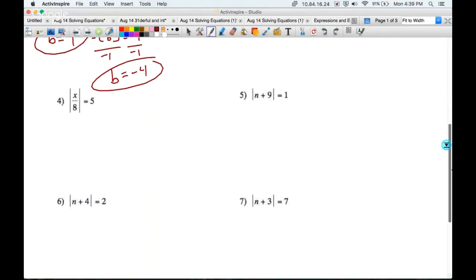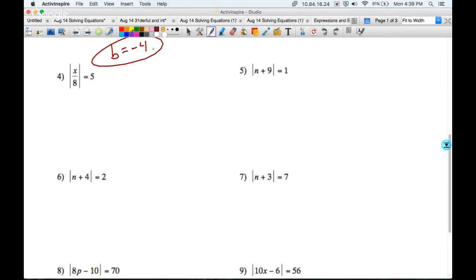This technique is useful for slightly longer problems. Let's do problem number 4 real quick. So there's no operations outside the absolute value brackets. So I'm going to split it into the two cases. In one case, I just drop the brackets, no other changes. In the other case, I replace the brackets with a negative parentheses.